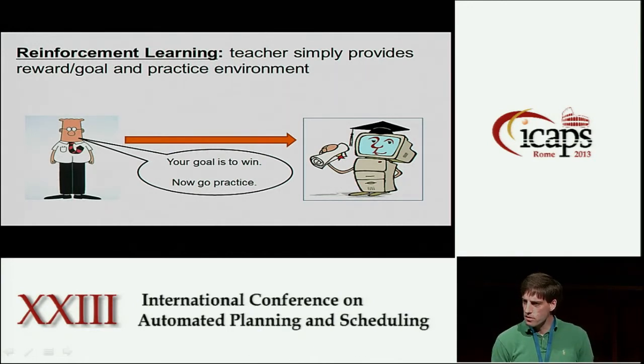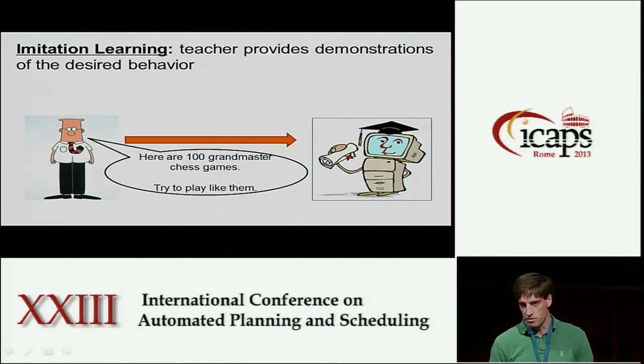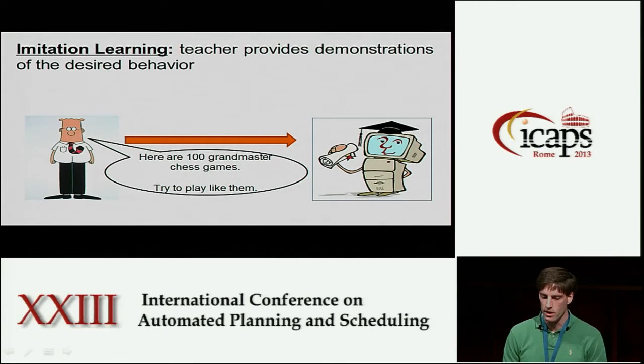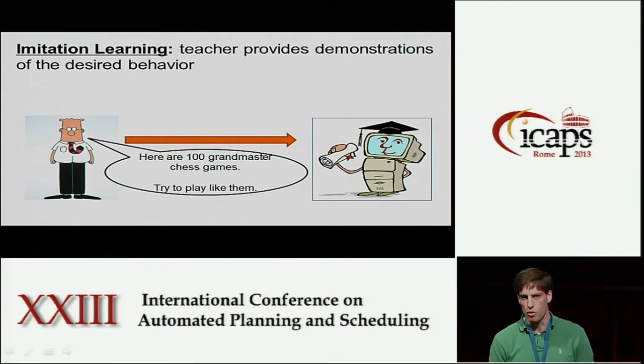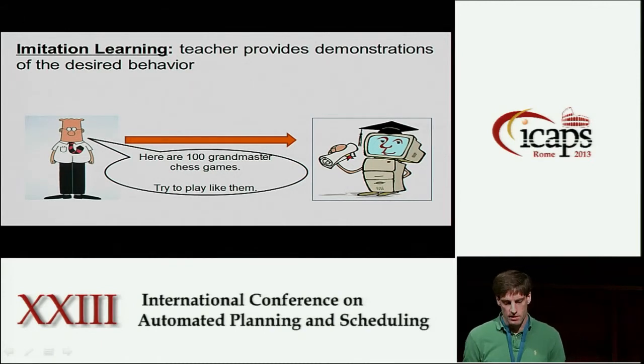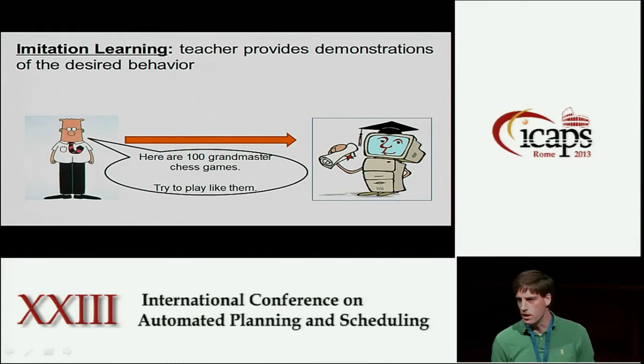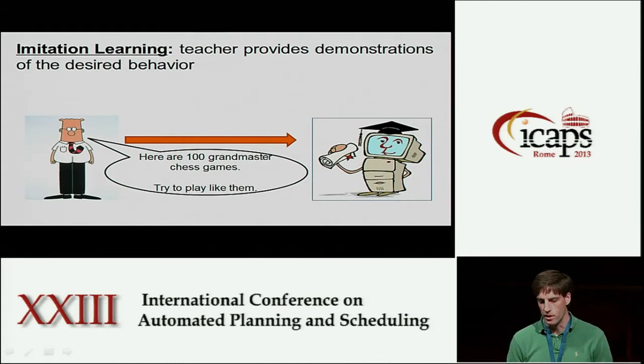Finally, there's something that starts to resemble a little more what we might consider as teaching, but still a remedial form of teaching. Imitation learning is often used in robotics and other domains. And here the teacher is going to provide demonstrations of the behavior they want the student to learn. They might say, here's 100 chess games by grandmasters. Analyze these games and figure out how to play like them. Again, you can see obvious issues with this form of teaching.